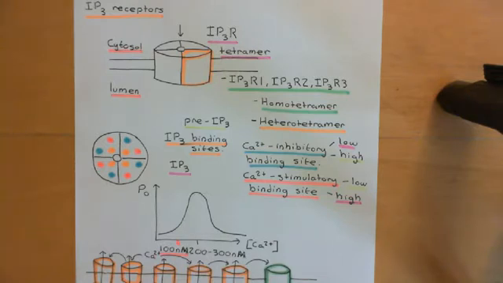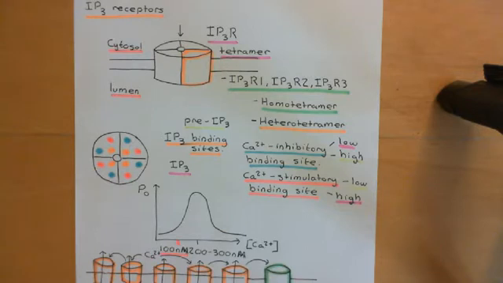Now, prior to IP3 binding to the IP3 receptor subunits, the inhibitory calcium binding site has a high affinity for calcium, and the stimulatory calcium binding site has a low affinity for calcium. So at a normal resting calcium concentration within the cytoplasm of 100 nanomolar, you end up with calcium bound to the inhibitory one, which is the high affinity one, and not bound to the stimulatory one. So that causes the IP3 receptor to be held in a closed state, basically.